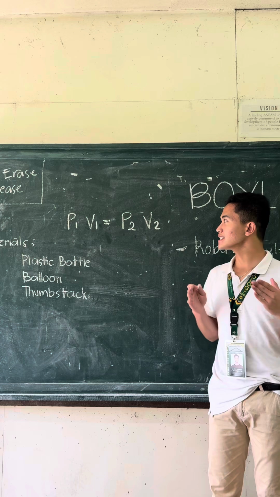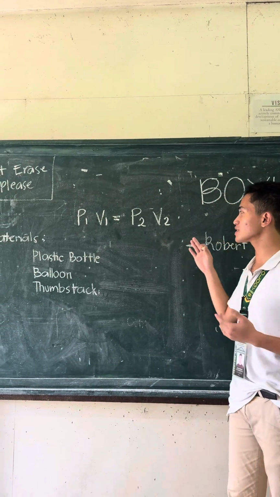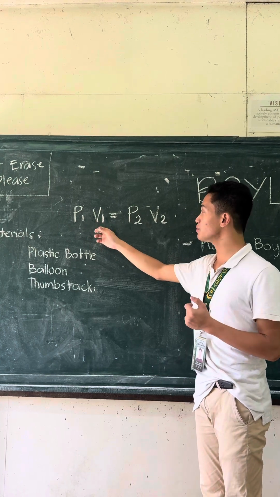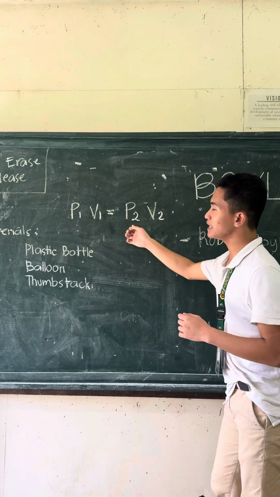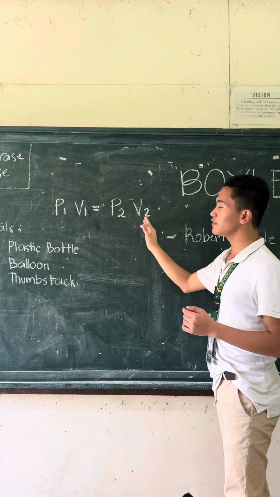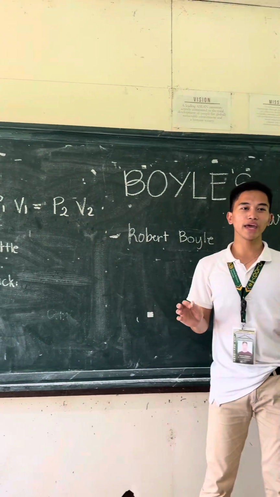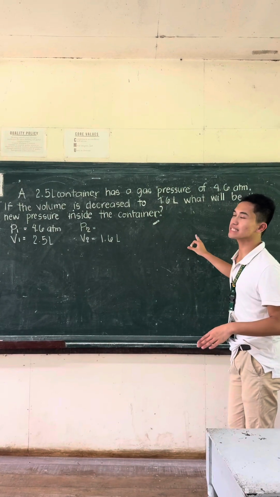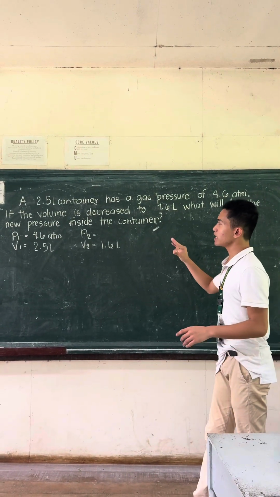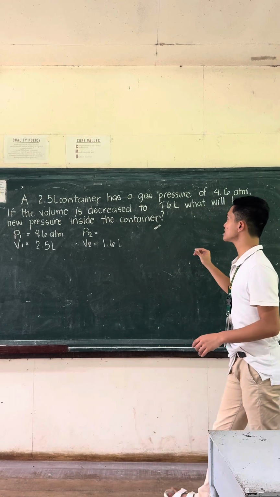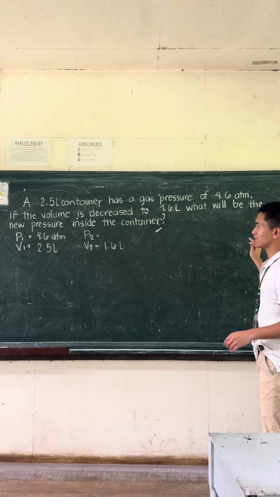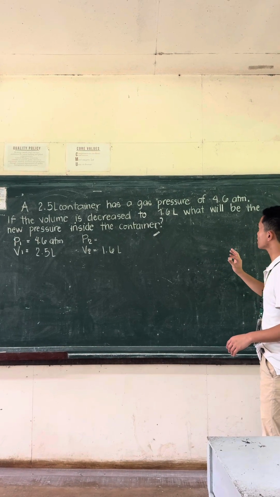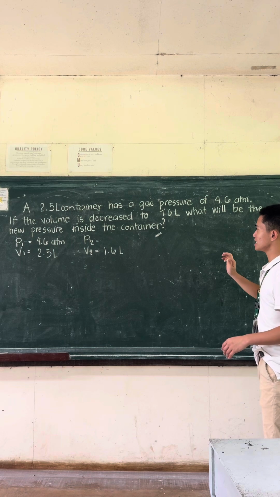So class, this is the formula for Boyle's law. We have P1, or pressure 1, multiplied by volume 1, or V1, equals P2 multiplied by V2. We are going to have a calculation with this. Here, class, we have an example problem. A 2.5 liter container has a gas pressure of 4.6 atm. If the volume is decreased to 1.6 liters, what will be the new pressure inside the container?